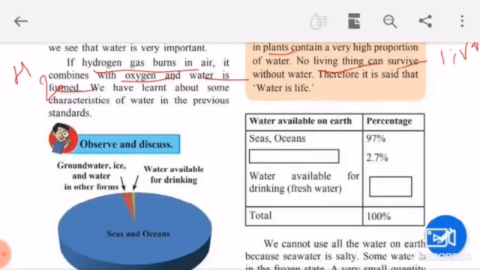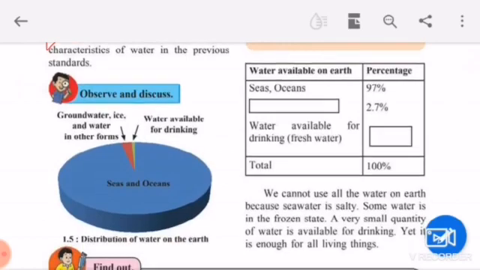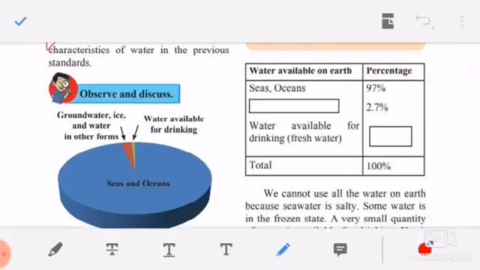Now children, let's move further. Children, here one pie chart is given to you all. Just see here. This is the diagram. Just observe it, and one chart is given beside that. Water available on earth and its percentage. See, these are the seas and oceans. Its percentage on the earth is how much, children? 97%. Now what is the 2.7% of, children?